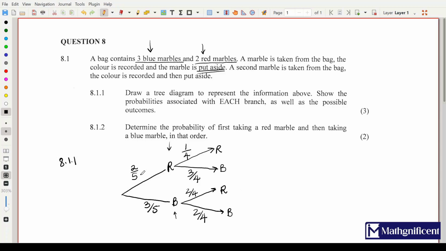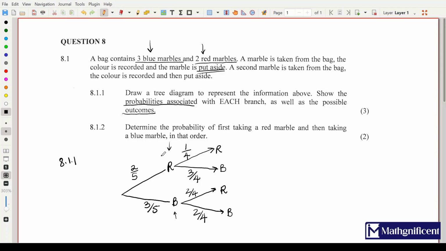So this is how we put the probabilities which are associated with each and every branch. Now let's come to the case of outcomes. How do we show our outcomes?